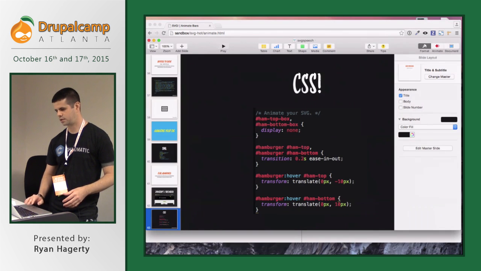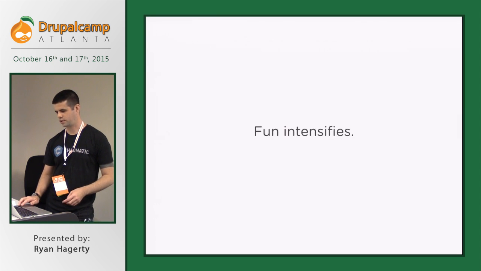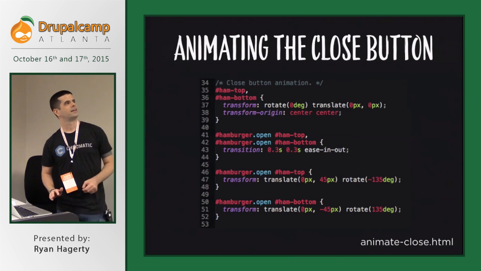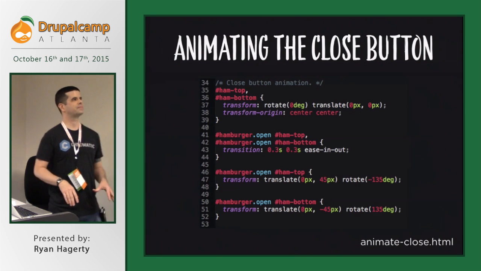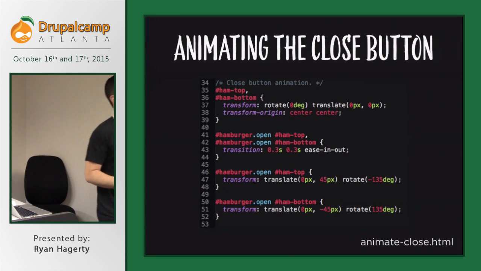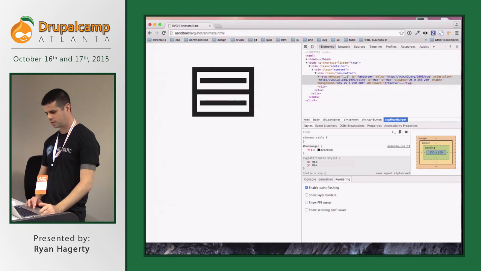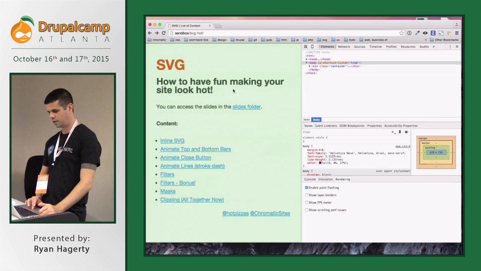All right. So the fun is intensifying. We're animating. All right. So how to animate the close button. All right, so all I'm doing here is I'm building off of what I did earlier, and I'm taking those two things, and when somebody clicks on it, I'm adding a class of open, and then I'm rotating it and just moving it, right? So I'm adding these two transforms together. Negative 135 degrees. And we're going to check that out.